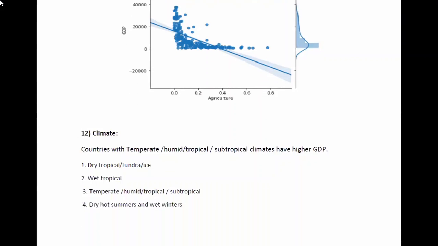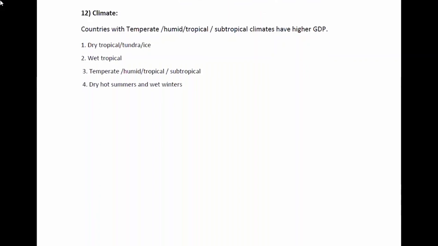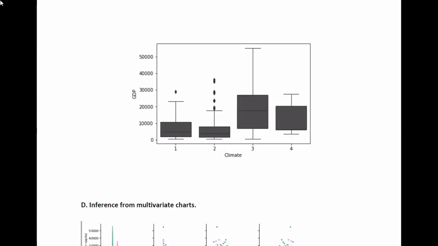So next we'll just move on to climate. So from the graph, it's very clear that countries with a temperate, humid, and tropical climate have more GDP. There are some exceptions with wet tropical regions.